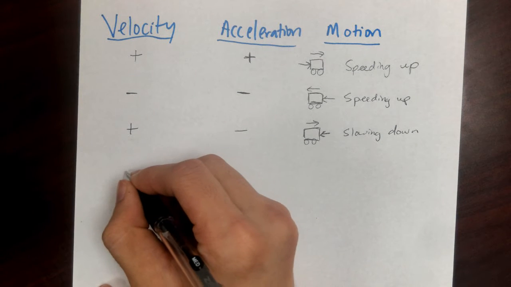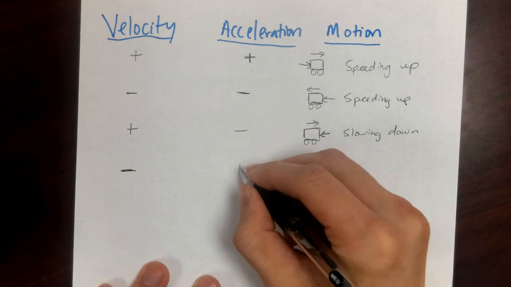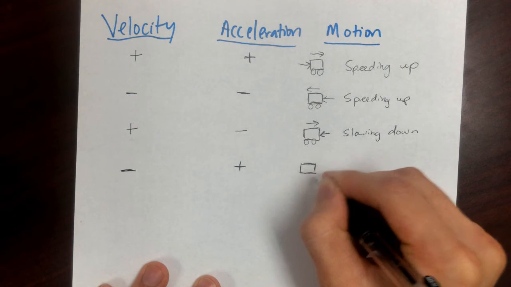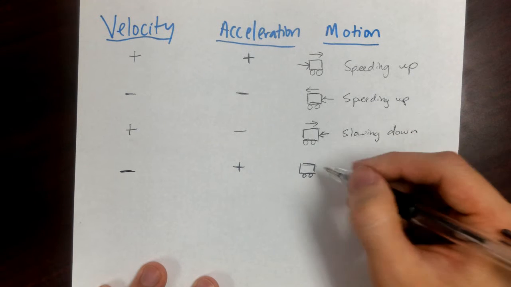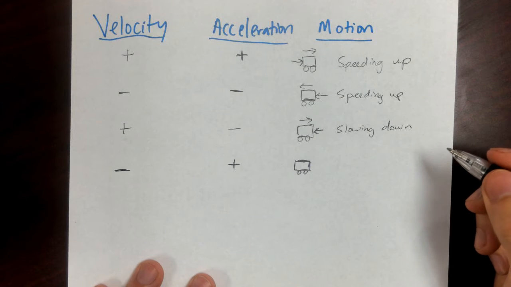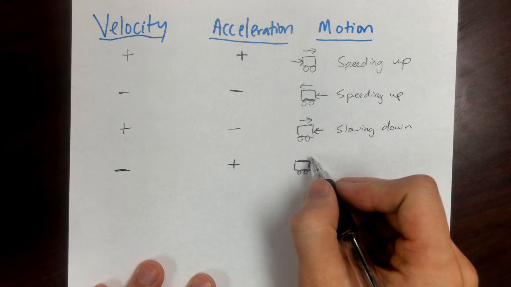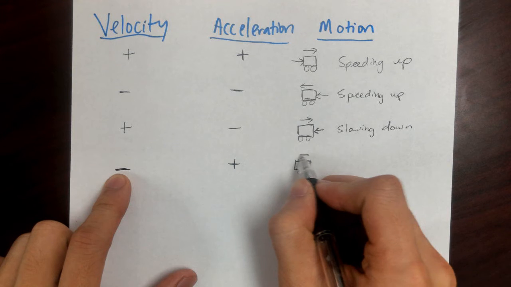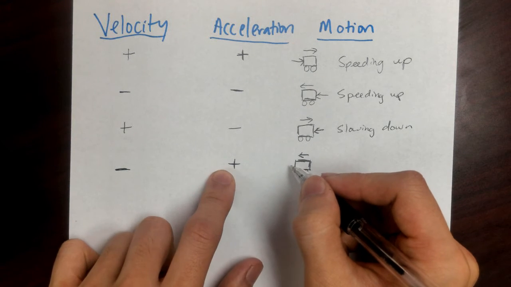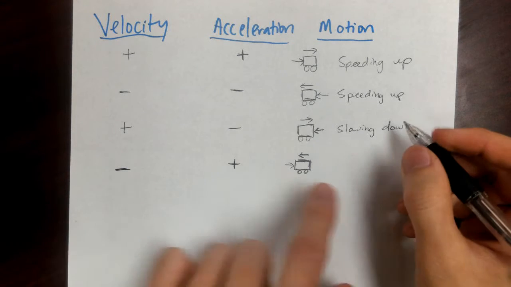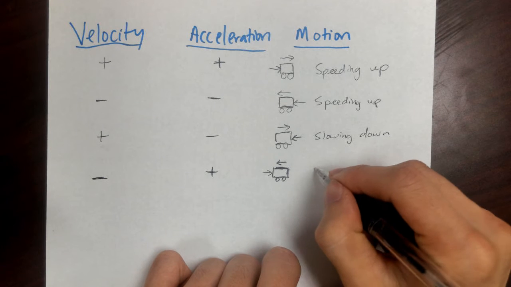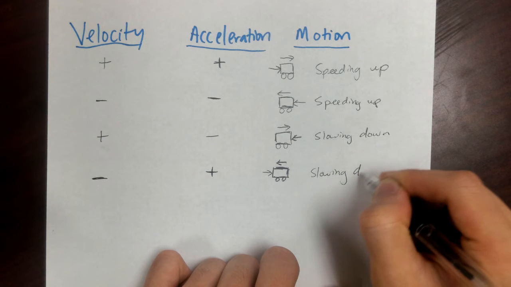Next, we have a negative velocity and a positive acceleration. I drew my car, my Hot Wheels. Now let's just say it's a Lamborghini. Velocity is to the left, acceleration is to the right. So is this speeding up or slowing down? It should be slowing down.